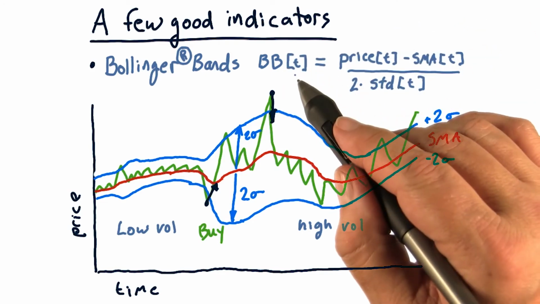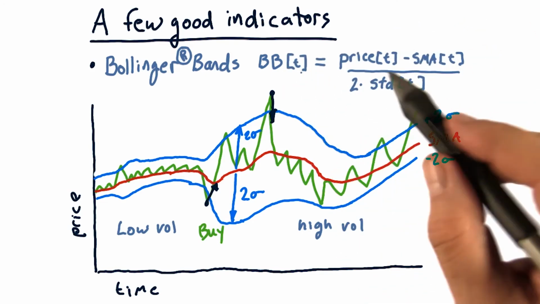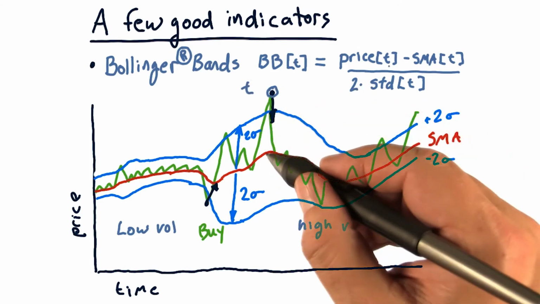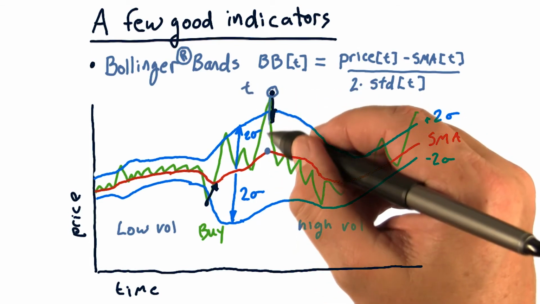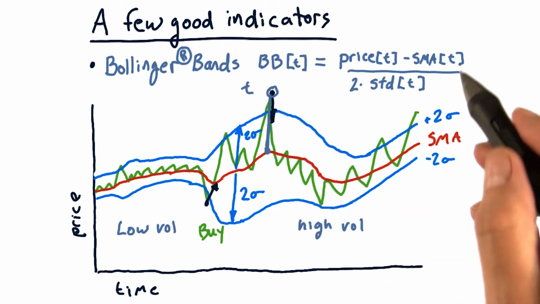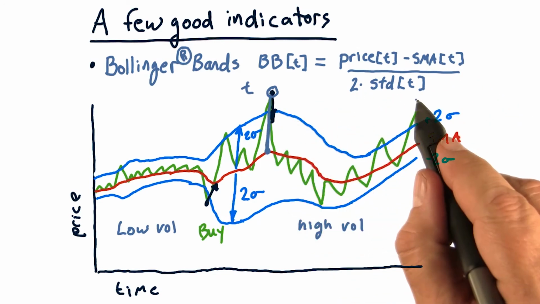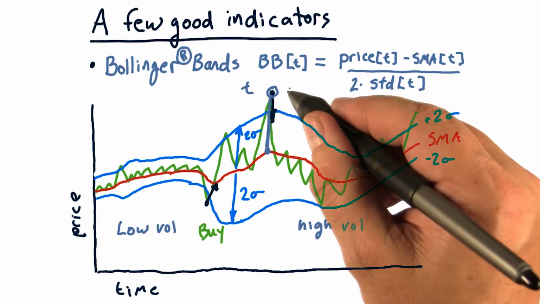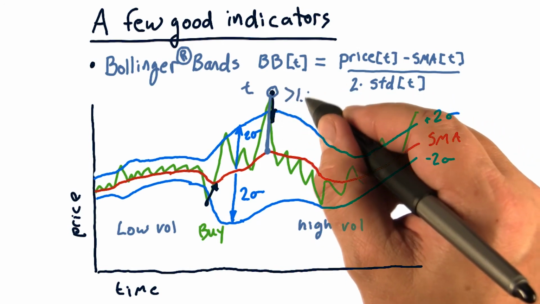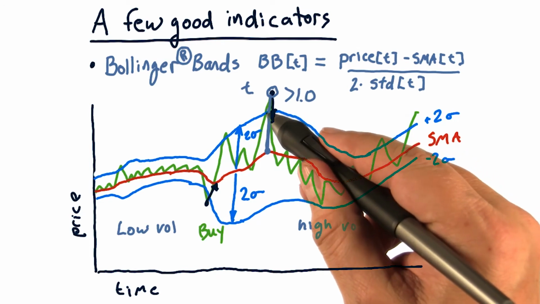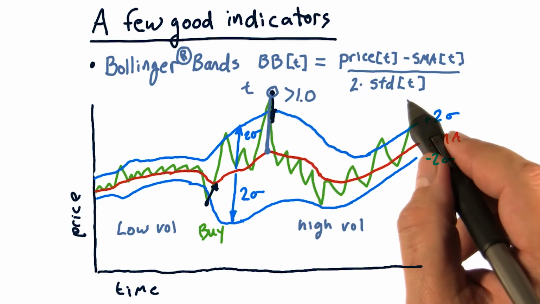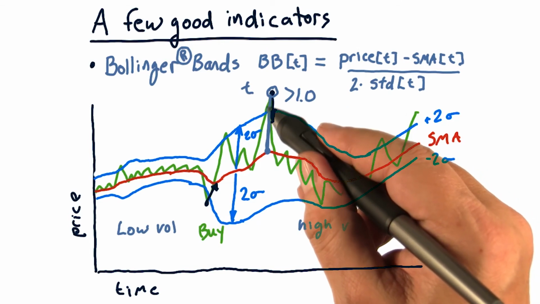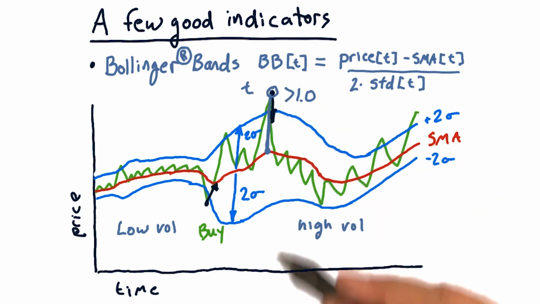Here's how to calculate the Bollinger Band on a particular day T. So here's the price on that particular day T. We subtract the value of the simple moving average, so we're comparing these two values, and then divide by 2 times the standard deviation. So the value up here is going to be something greater than 1.0, because if it's exactly at this band, it's exactly 2 standard deviations away, so it would be a value of 1 right at the band. It's greater than 1 here.